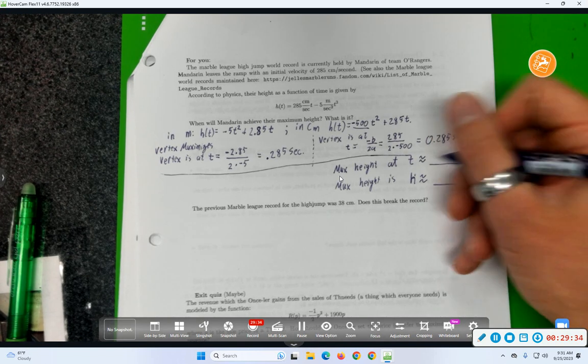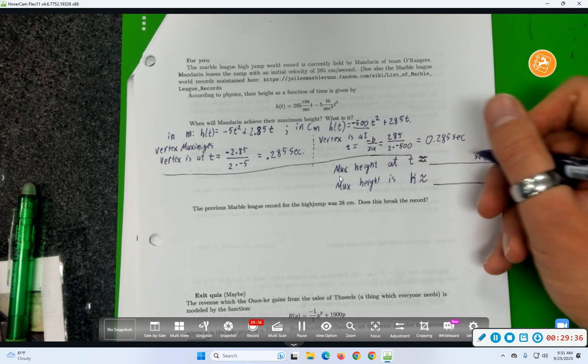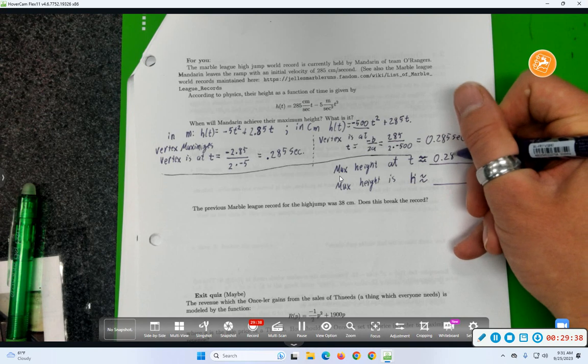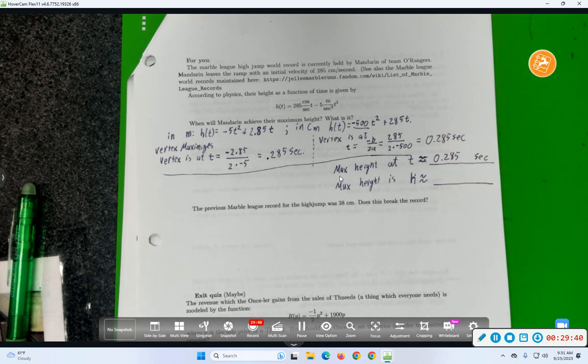So it looks like the maximum height occurs not at time approximately, but at time exactly 0.285 seconds. How could we figure out the maximum height now that we know when it occurs? Plug the t that you got into the equation. Just take that t value, plug it into the original formula.